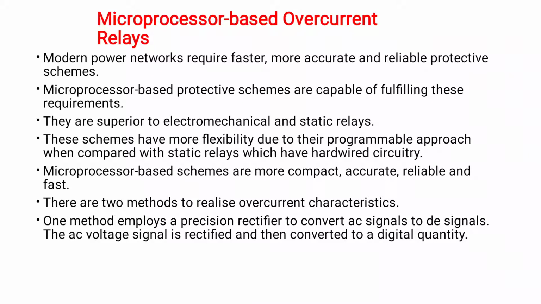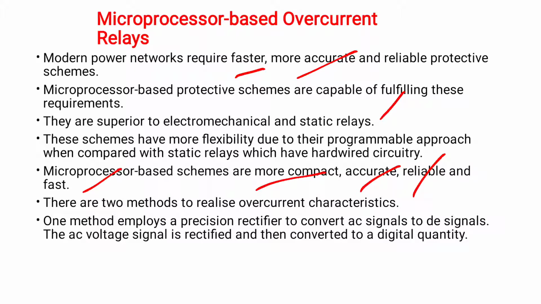Now the very first one is the microprocessor based overcurrent relay. The power network or the power system requires faster, more accurate, reliable protective schemes. These schemes are capable of fulfilling these requirements, that is the microprocessor one. They are superior to the electromechanical and the static relays. These schemes have more flexibility due to the programmable approach when compared with the static relay, which has hard-wired circuitry. The microprocessor based schemes are more compact, accurate, reliable and fast.